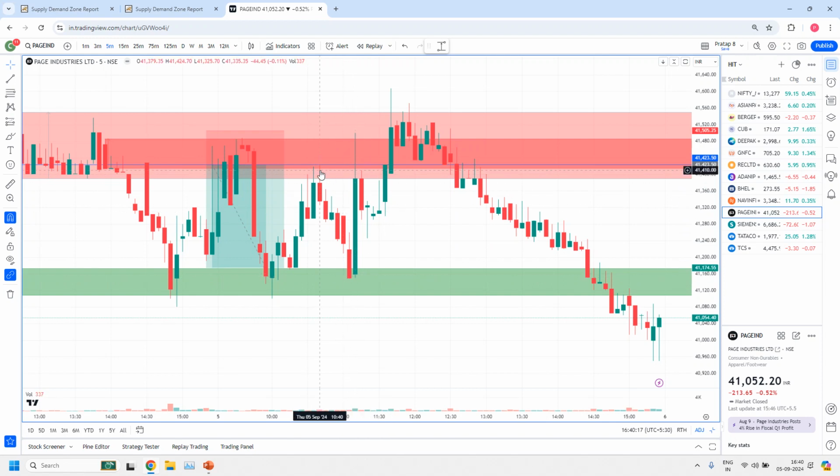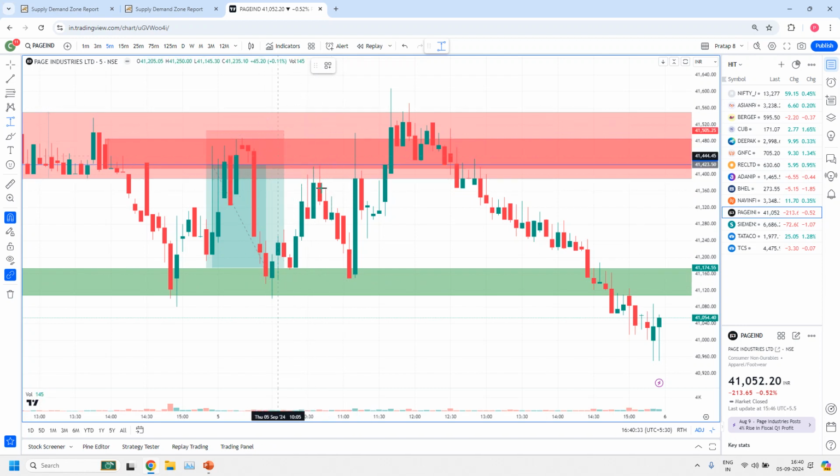Maybe why it worked, there is another reason. Here a new zone in the live market, rally, base, drop, is created. That's why your trade worked. Maybe we can take a trade like this, rally, base, drop. For that you would have taken a trade.